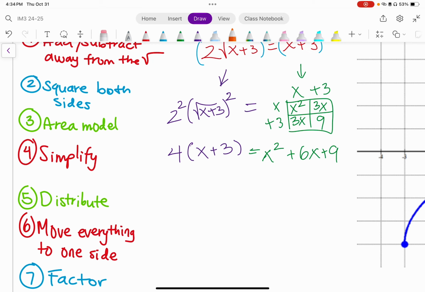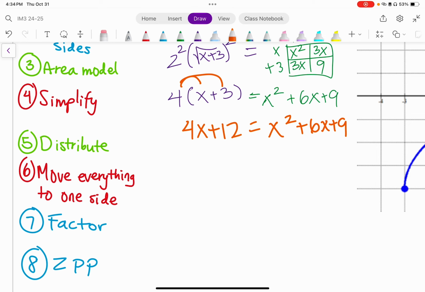At this point, you go ahead and do step number 5, which is to distribute. So you distribute 4 times x and 4 times 3, which is going to give you 4x plus 12. All of that equals x squared plus 6x plus 9.